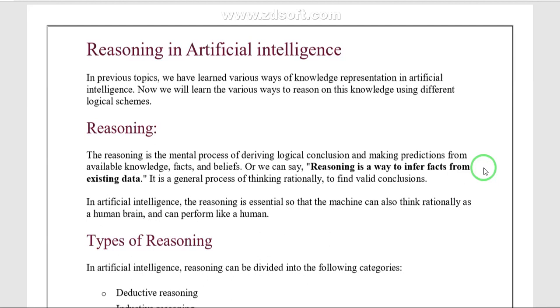Now we are entering into the fourth unit of artificial intelligence. The unit name is uncertain knowledge and reasoning. First we are discussing reasoning in artificial intelligence, because only then can we understand what is meant by uncertain knowledge in artificial intelligence.